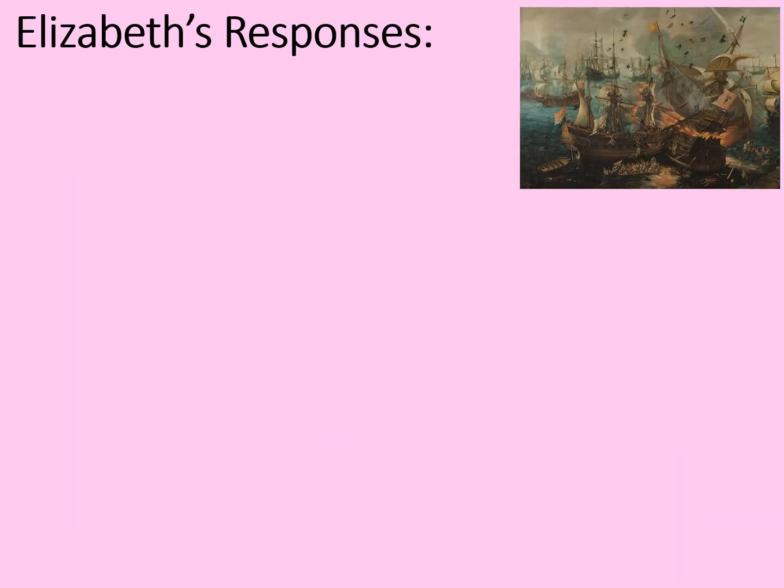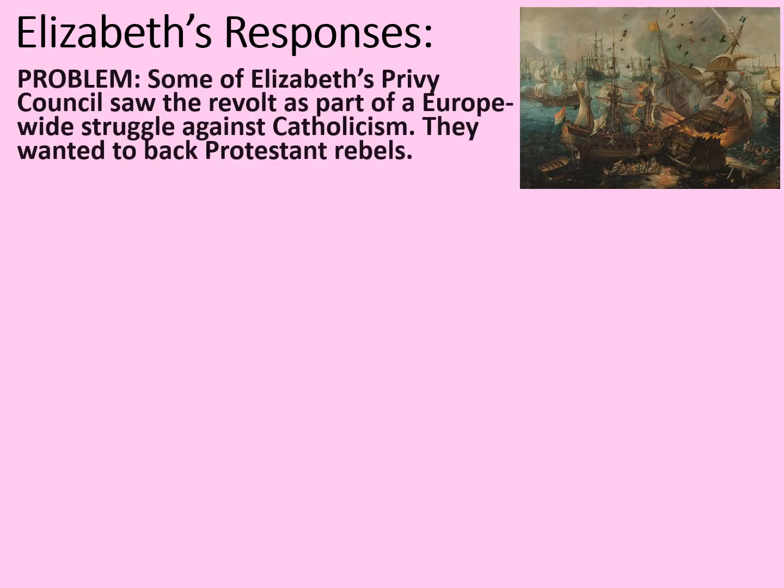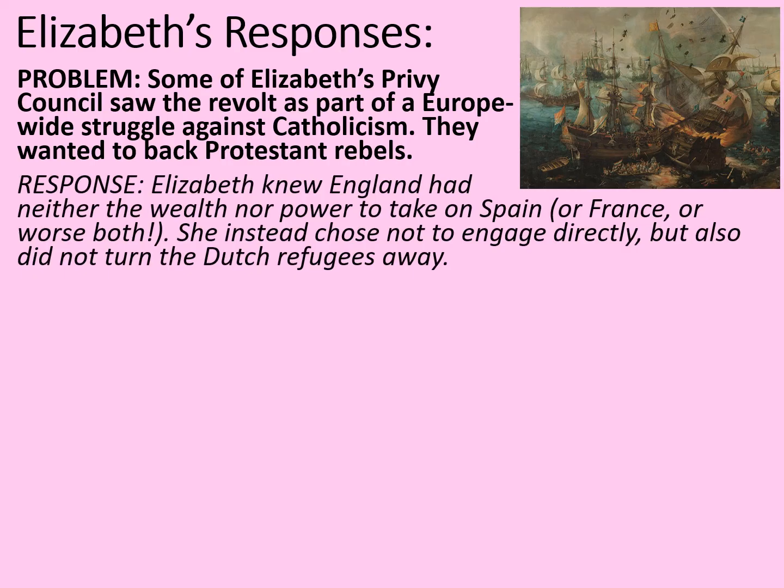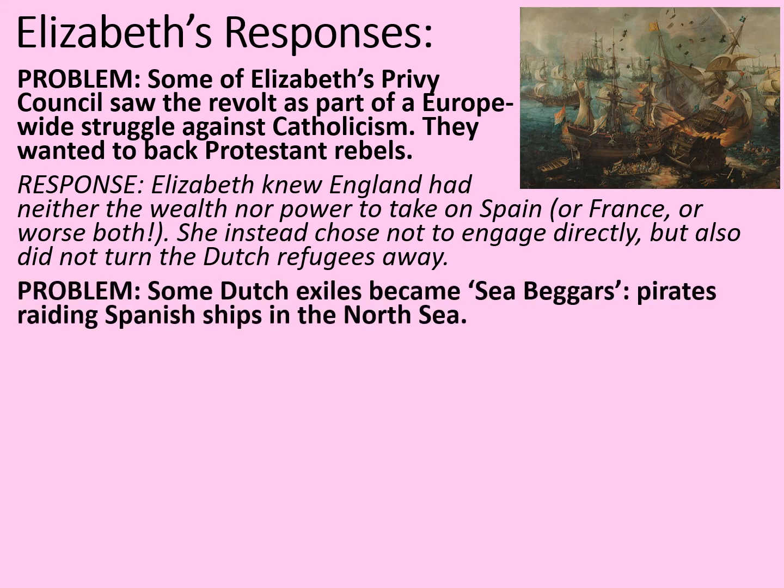So how did Elizabeth respond to the challenges in the Netherlands? Well, the first problem is that some of Elizabeth's Privy Council saw the revolt as part of a Europe-wide struggle against Catholicism, so they wanted to back the Protestant rebels very openly. Elizabeth's response was as follows. Elizabeth knew that England had neither the wealth nor the power to take on Spain, or France for that matter, or worse still, both if they joined together as Catholic powers. She instead chose not to engage directly, but also did not turn the Dutch refugees away. She let them in.